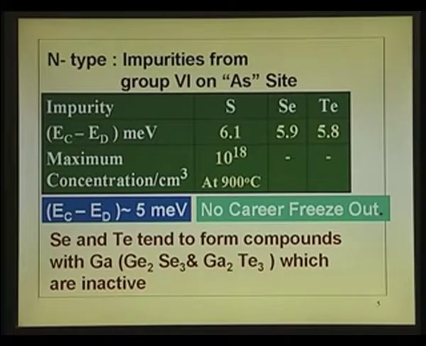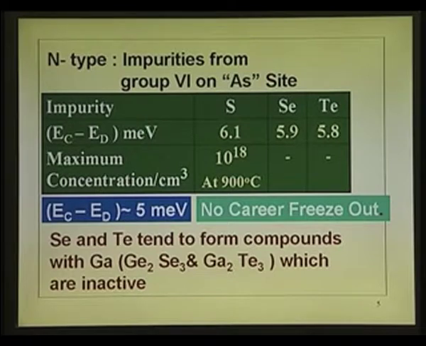Now, if you take a sixth group element in the case of gallium arsenide, it has 6 valence electrons. If it is sitting on the arsenic site, there is 1 extra electron. The arsenic site requires 5 electrons, because arsenic has 5 electrons.